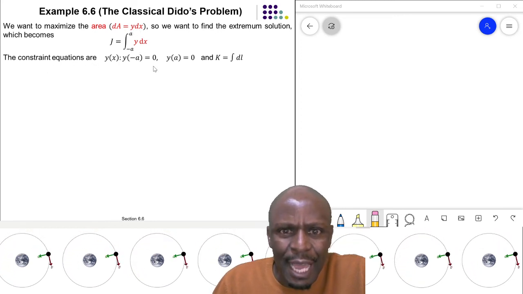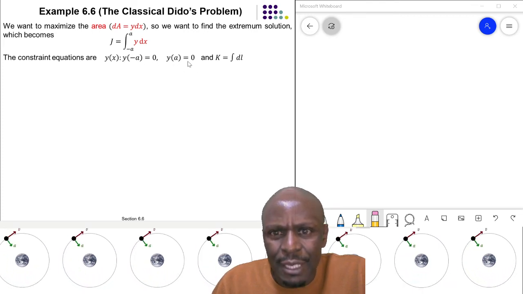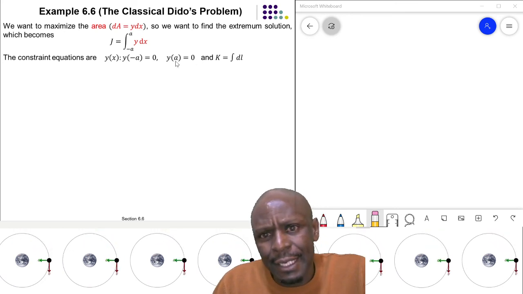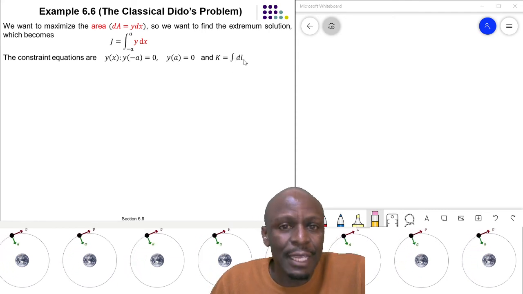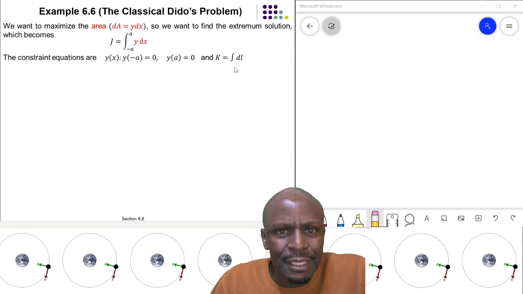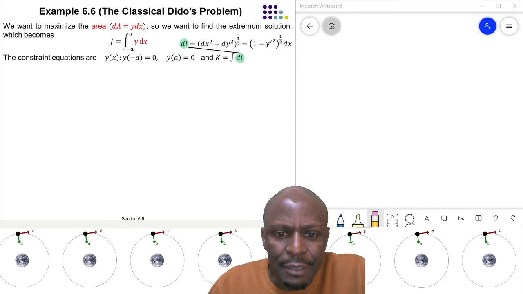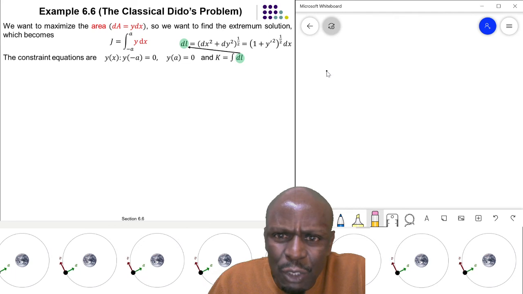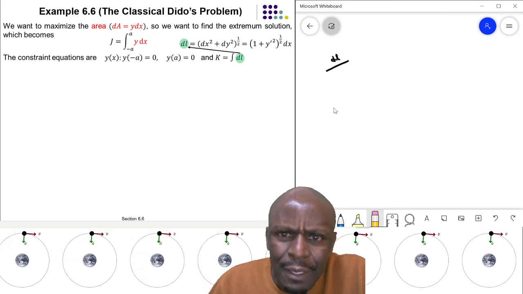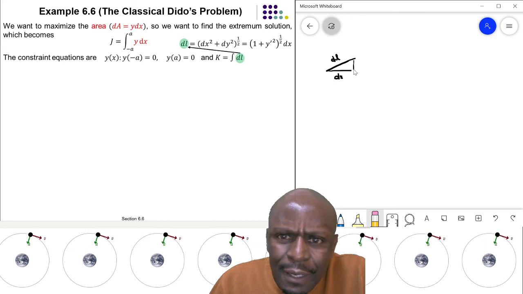Now the constraints are given by y is equal to 0 at a and at minus a, and K is nothing else but the integral of dl, and the integral of dl is just the total length of the wire. But now what is dl? From that equation here, remember dl is just that small chop. That dl is nothing else but the vector of dx and then dy.